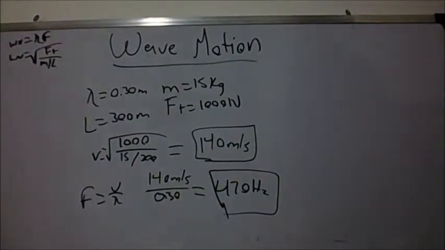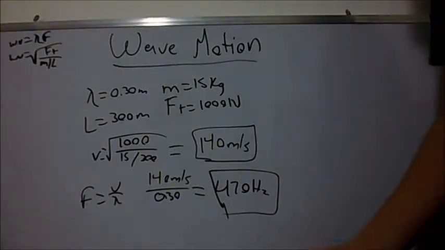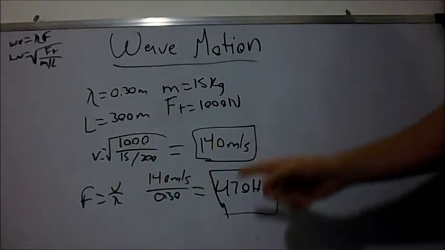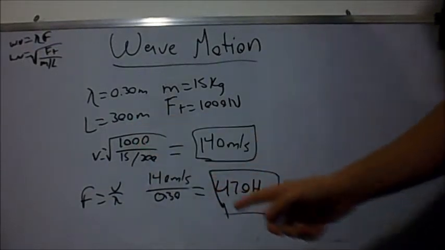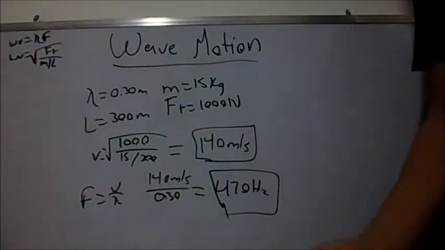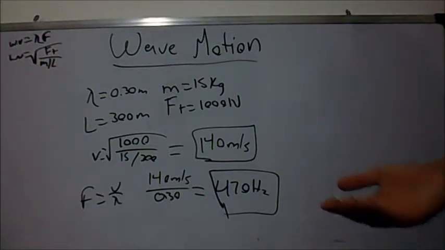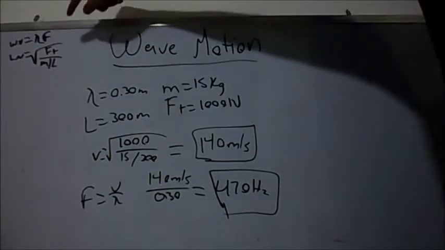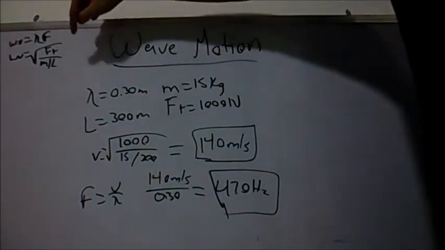Now, this example asks us for the wave velocity of a wave with a wavelength of 0.30 meters through a wire that has a mass of 15 kilograms, a length of 300 meters, and a force of tension of 1000 newtons. I gave you the equation to get the wave velocity when a wave travels through a wire, which is the square root of the force of tension over the mass over length.